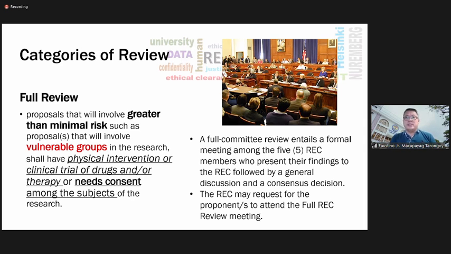Researchers from medicine or nursing usually will merit this, because they are involved in vulnerable groups. They may involve also clinical trial of drugs or a therapy, so there's a physical intervention. We require therefore a direct interaction with the participant. Then that proposal will merit a category full review, and therefore would need really the full informed consent of the potential participant or the subject.